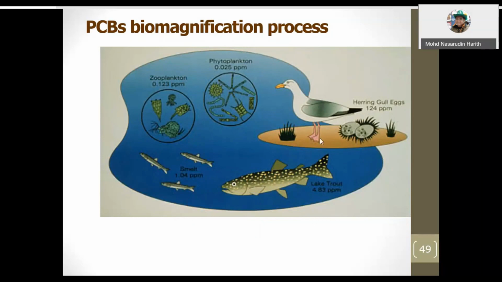And then this herring accumulates a higher concentration of PCB, which made their eggs easy to crack. So that's the process of biomagnification, and this is the end of this lecture.